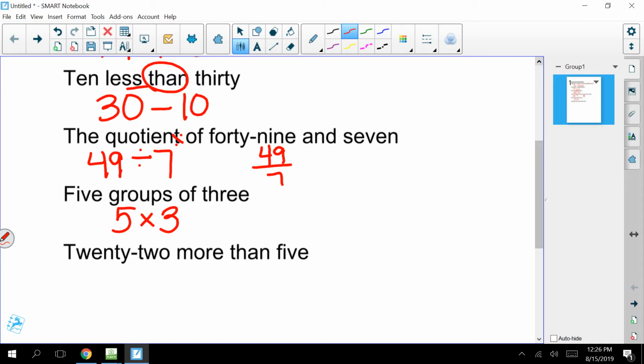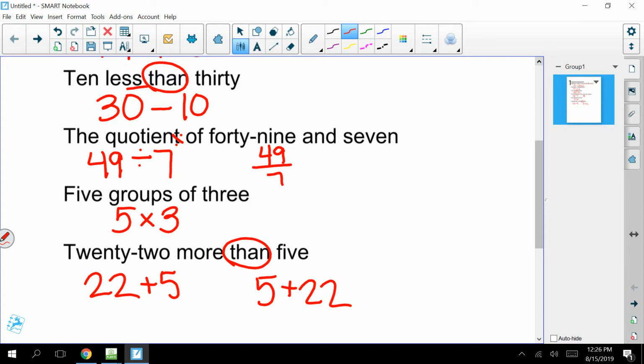Okay, last one, 22 more than 5. Yep, Tony. You add 22 to 5. Like that? Okay, what about this right here? What does that tell me? It tells me to flip it, right? So, really it should be 5 plus 22, right? But do I still get the same answer? Yes. I still get the same answer when I'm adding.